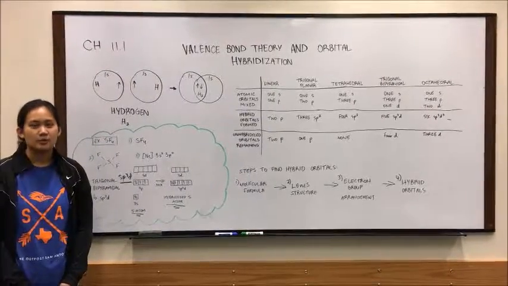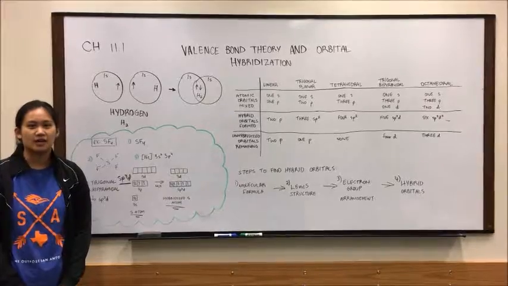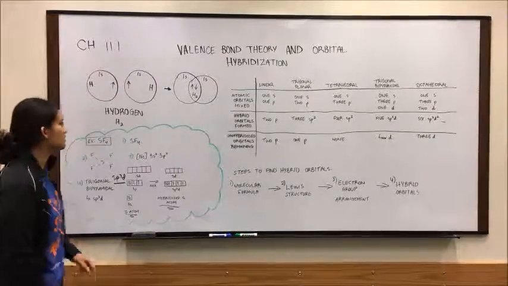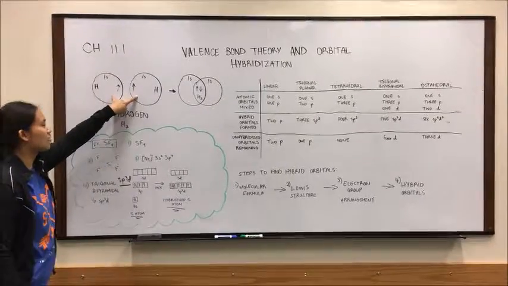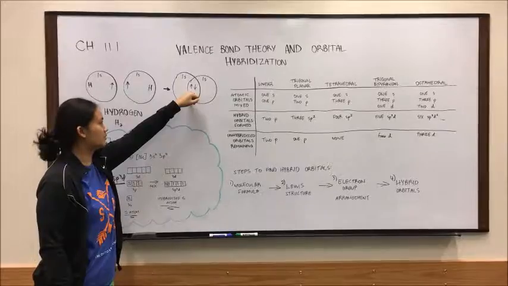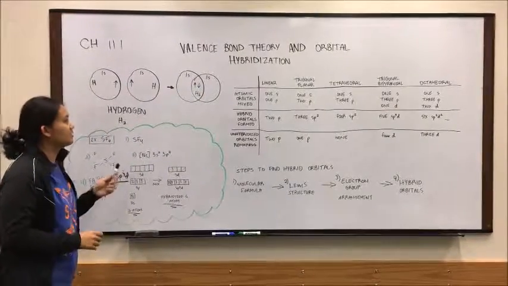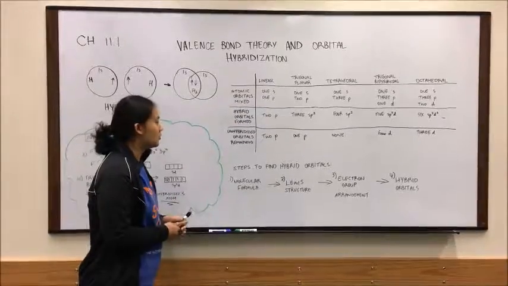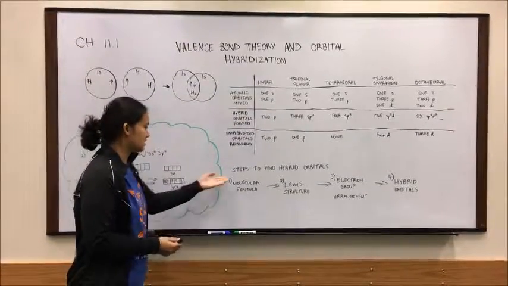In chapter 11.1, we will be discussing valence bond theory and orbital hybridization. And the valence bond theory explains that a covalent bond is formed when the orbitals of 2 atoms are overlapped and the electron pairs occupy the overlapping region. And to further that idea, the valence bond theory explains molecular shape as presented here in this chart. And in order to find hybrid orbitals, these are the steps.